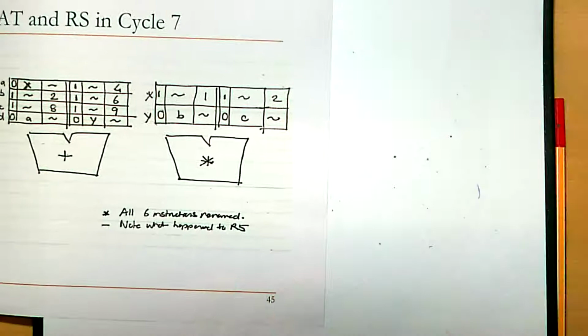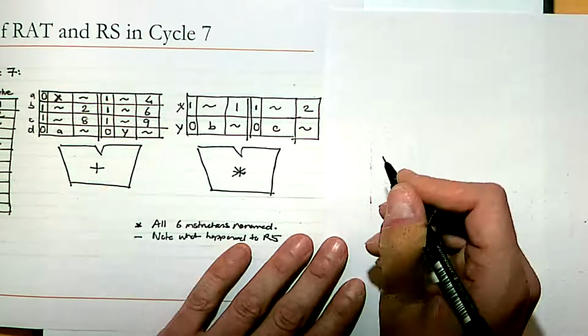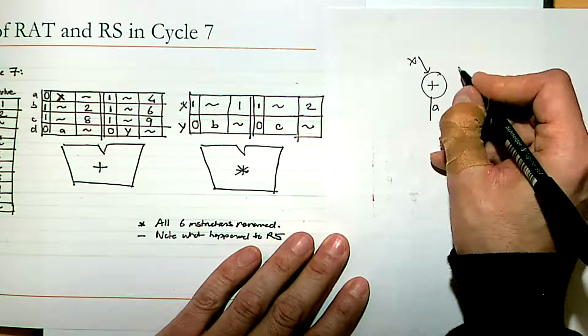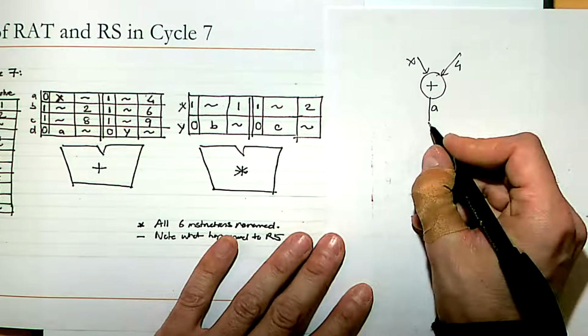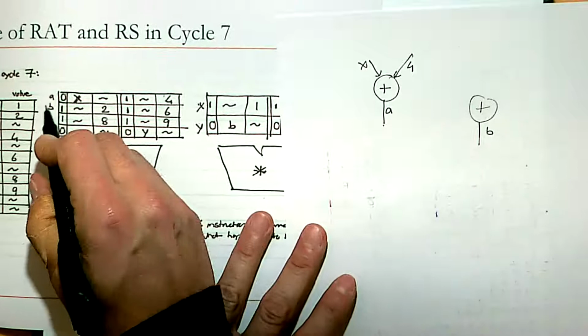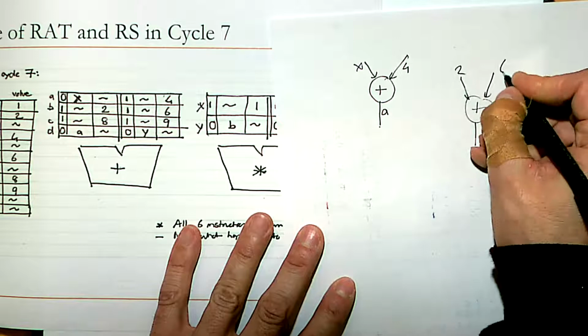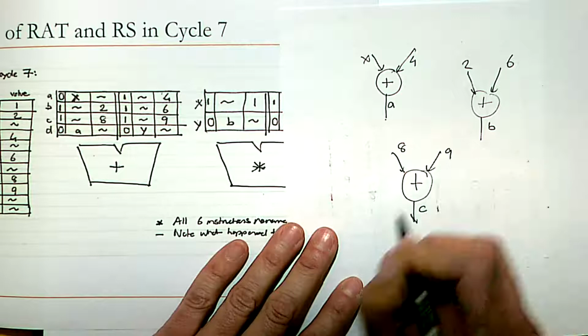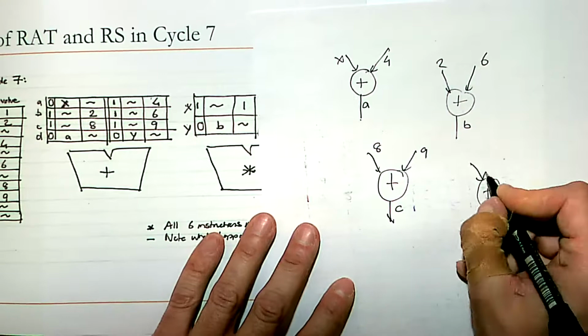So let's do that. What's in the machine right now? Let's look at this thing. We have an add, and it's going to produce A. Its inputs are X and 4. Then we have another add. It's going to produce B. I'm just looking here, right? Its inputs are 2 and 6. So this is how you reconstruct. This is the reverse engineering that I mentioned. We have another add. It's going to produce C, in reservation station C. Its inputs are 8 and 9. And then we have another add. I hope I'll be able to connect these eventually. It's going to produce D. Its inputs are A and Y.